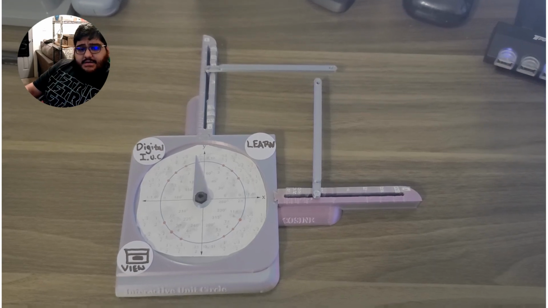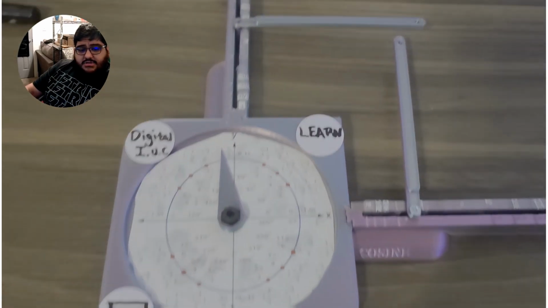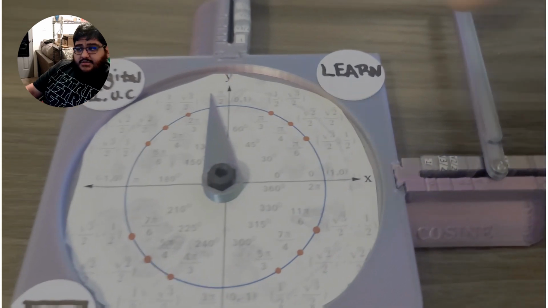This right here is the visual representation that I had actually made. I'm going to just pause it for just a second. So this helps you see the difference of the sine, the cosine. You can see all four quadrants here.